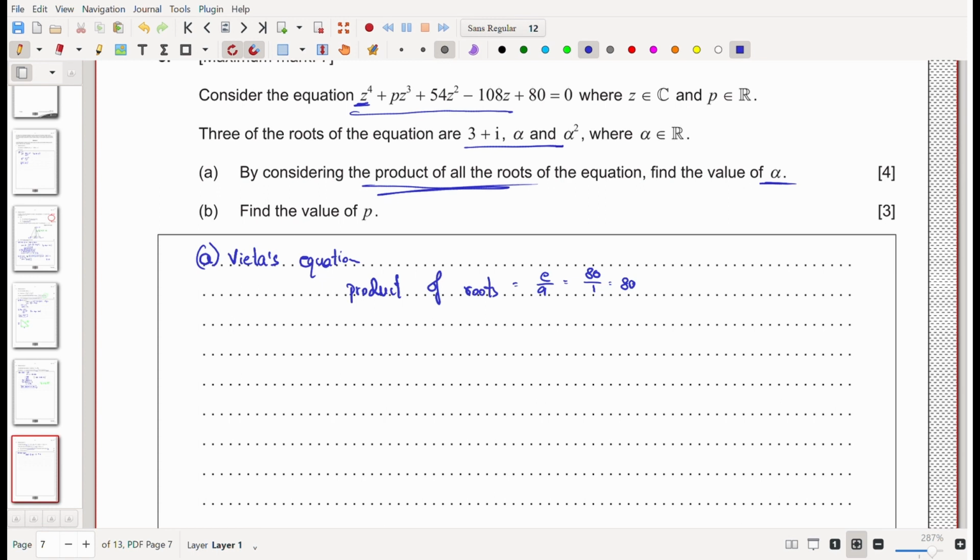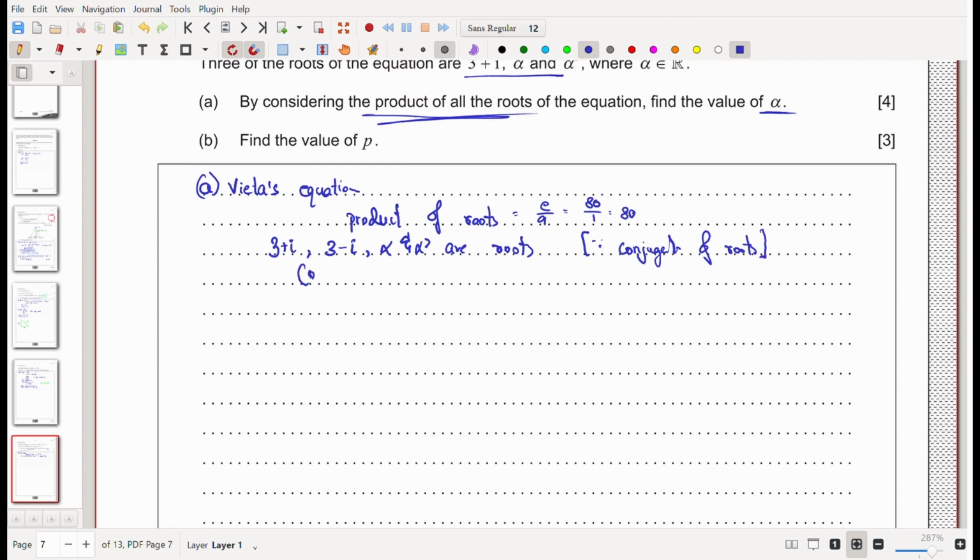And a property of the roots of a polynomial is that if there's a complex root, there's also the conjugate of its complex. So 3 plus i and 3 minus i, alpha and alpha squared are roots. And we'll write, since conjugates of roots. Now let's take the product of the roots. 3 plus i times 3 minus i times alpha squared is equal to 80. So this means that we have 9 minus i squared times alpha cubed is equal to 80.